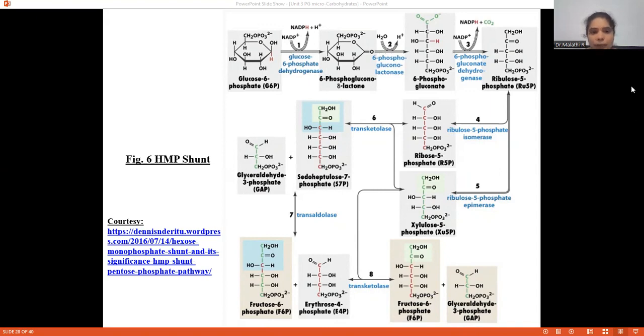So the first precursor will be glucose, and glucose 6-phosphate will undergo a dehydrogenation reaction with the help of the glucose 6-phosphate dehydrogenase enzyme, where we produce one reducing equivalent, which is NADPH plus H+, which will lead to the production of 6-phosphogluconate delta lactone. 6-phosphogluconate delta lactone, by means of the lactonase enzyme, we convert to 6-phosphogluconate, where we introduce a water molecule to hydrolyze the lactone ring structure, and we get 6-phosphogluconate.